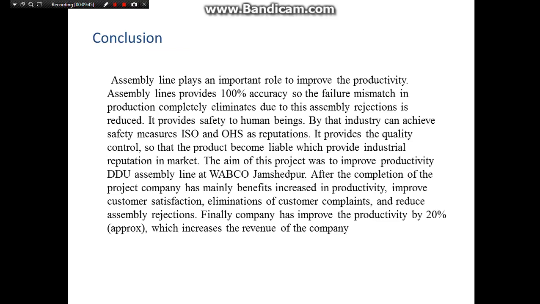Conclusion: the assembly line plays an important role to improve the productivity. The assembly line provides 100% accuracy, so the failure mismatch in production is completely eliminated and the assembly rejection is reduced.